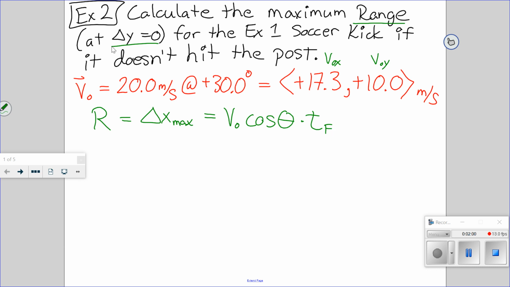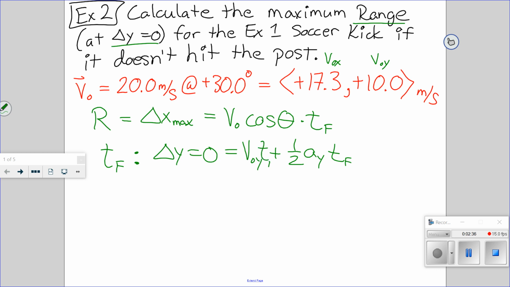Okay, but what is that final time? How do I know when it lands? The x information is never going to tell me that because there's no acceleration. It just continues on at a constant speed. What determines when it stops is happening in the y direction. So to get t final, I have to set delta y equals 0, and that equals v0y t plus 1 half ay t final squared.